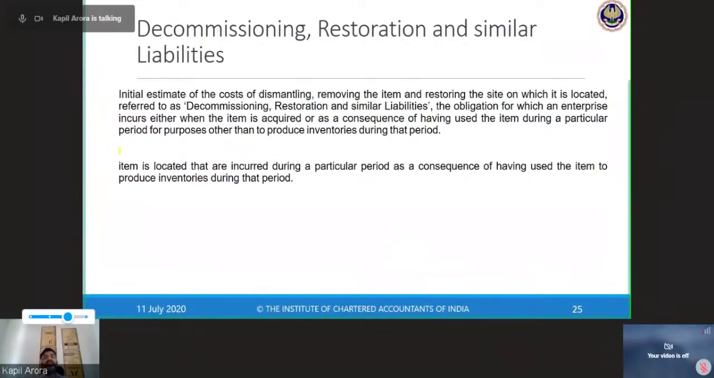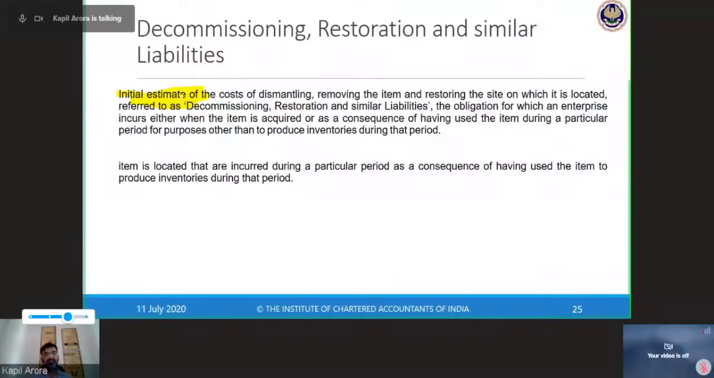Okay. Now moving on to the decommissioning, restoration and similar liabilities, we have already discussed. What do we do in decommissioning? The initial estimate at the present value gets added in the value of the asset. We have already discussed that. And what to do when there is a change, how we include that change, that we also have discussed.